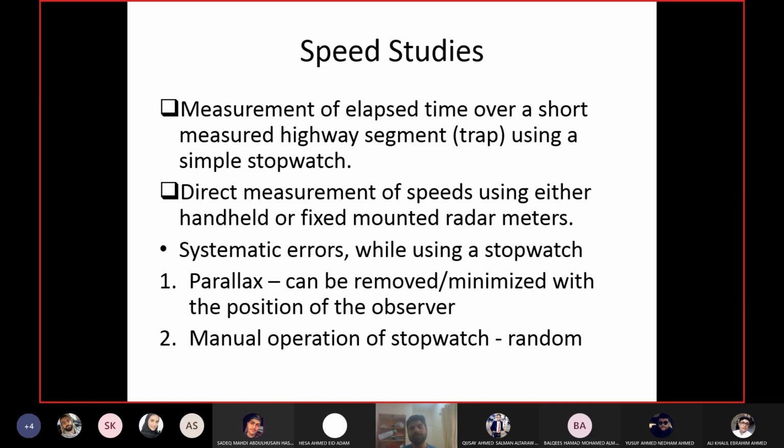You must have studied about random errors in surveying as well, and it's the same theory here. You cannot calculate them precisely, but a good thing about random error is they are self-canceling, self-compromising. Sometimes you are too fast, sometimes you are too slow, so eventually they are cancelling out each other.